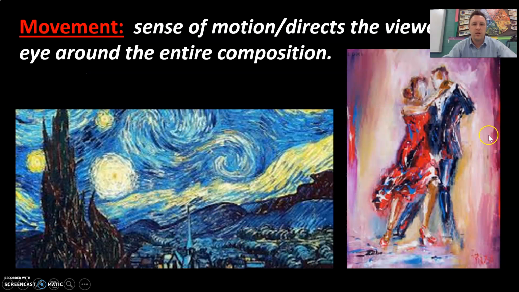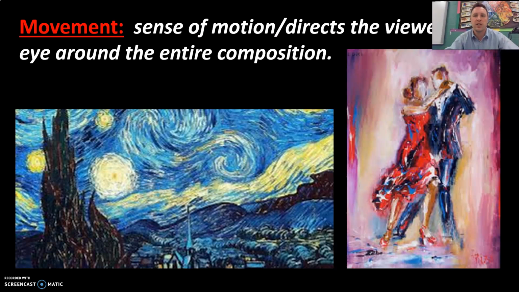Moving on. Movement is a sense of motion, or it directs the viewer's eye around the entire composition. So you can have physical motion like these two dancers here, or you can have everything kind of interconnect and direct your eye around the entire work so that the viewer wants to look at every aspect of your composition.